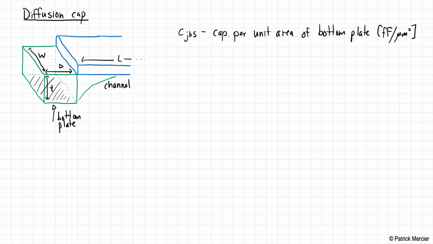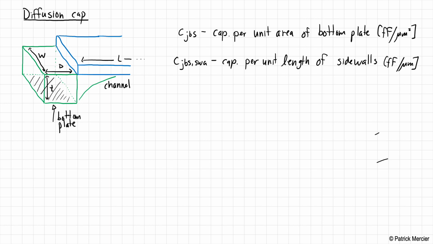Okay, and then there is CJBS SWA, and this is the capacitance per unit length of the sidewalls. Okay, and the sidewalls are nothing more than the front, the side, and the back of this area. So we've already taken the bottom plate. There's no capacitance on the top plate. Now we have to take the whole sidewalls here. Okay, and this is in units of femtofarads per micron because we normalize it to unit length.